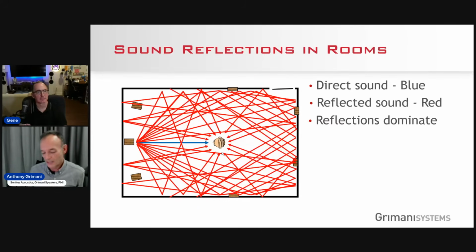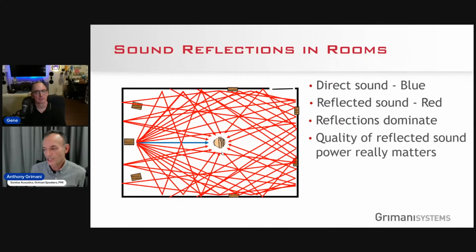So that room thumbprint has an enormous effect on what you're hearing. And so the quality of that reflected sound matters a lot. You really want to take control of it. You don't want to kill it. You want to keep it in there, but it does really matter.